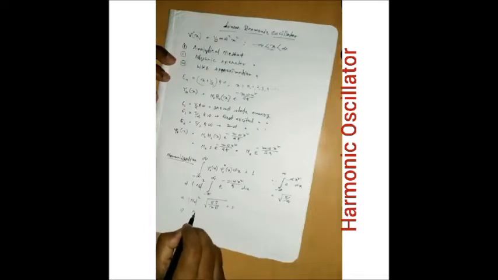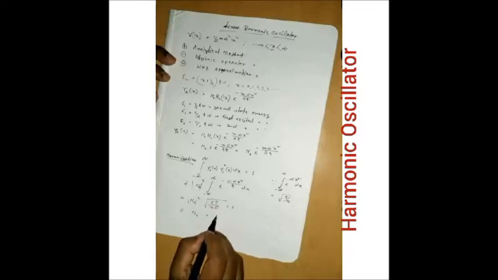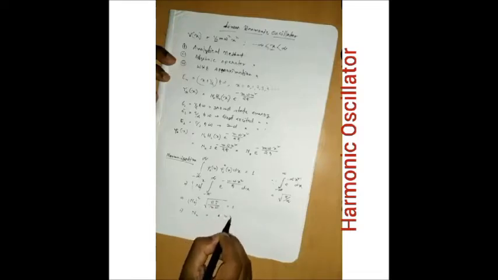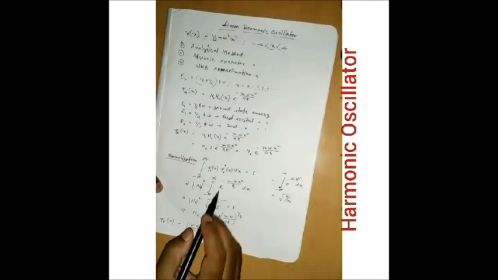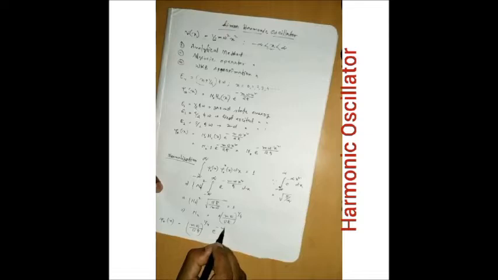So from this the N0 value will come: N0 equals mω upon πħ to the power 1 by 4. Therefore psi0 one can find out: psi0(x) is equal to mω upon πħ to the power 1 by 4, times e to the power minus mωx² upon 2ħ.